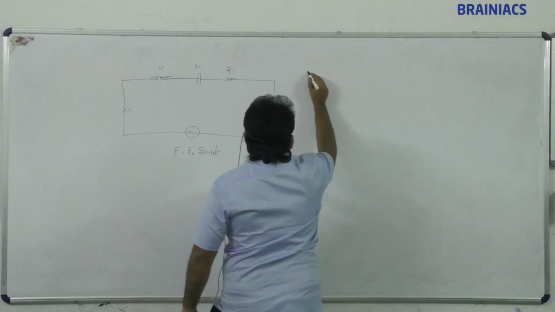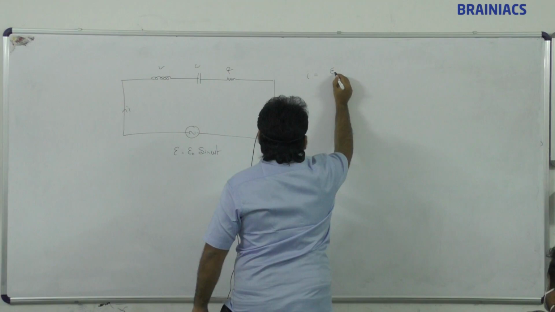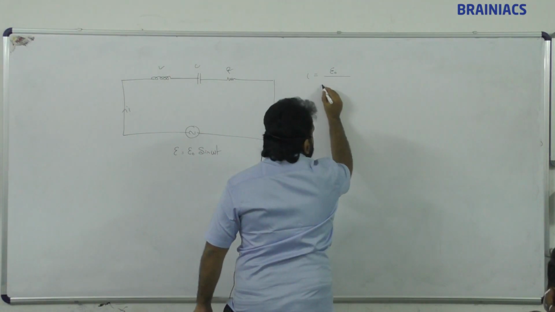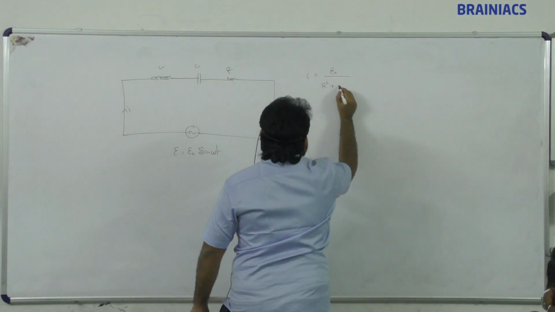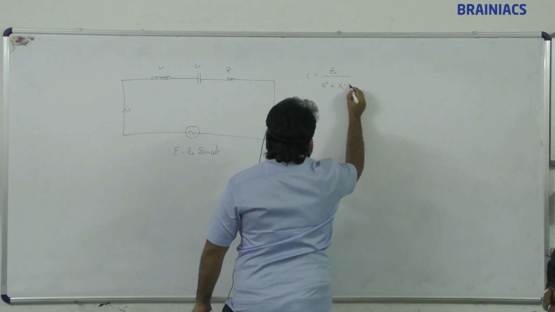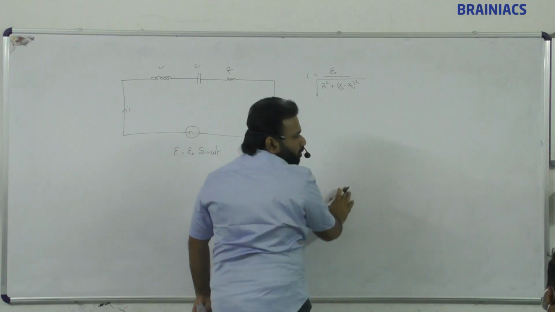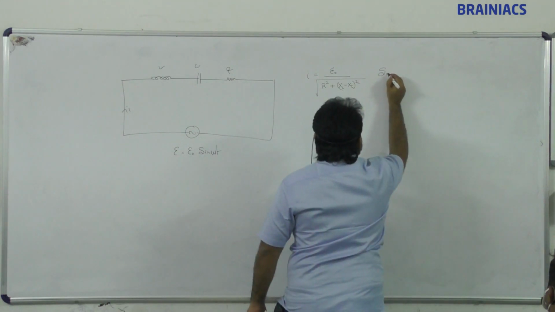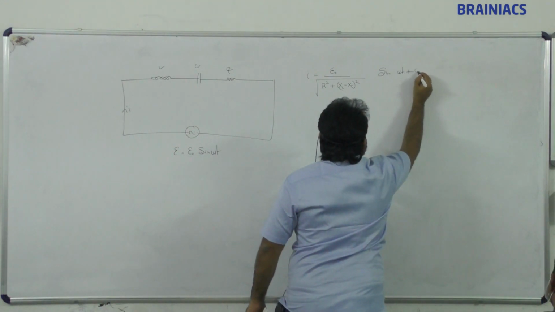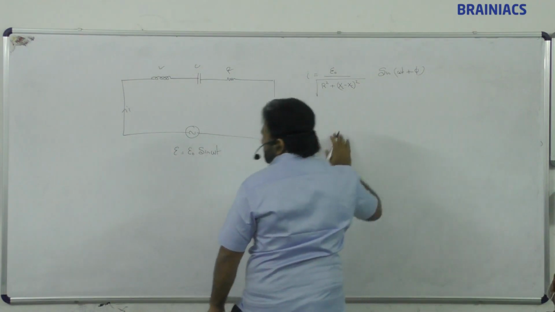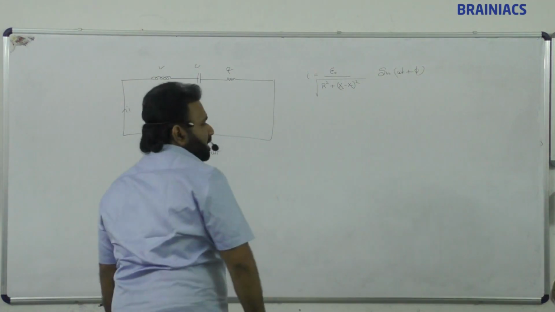So here I is equal to E naught divided by Z. Z is going to be the square root of R square plus XL minus XC the whole square. Right? Now sin omega t plus phi. So this is the value of current in this case, the LCR circuit.